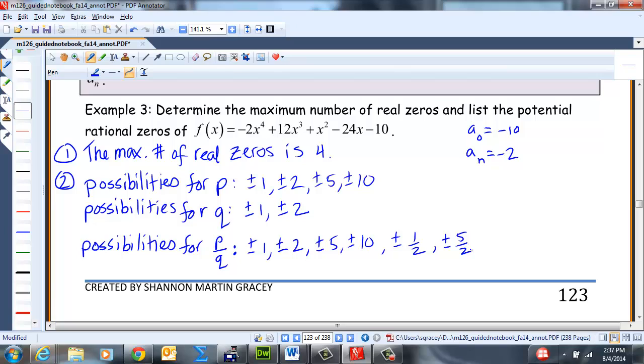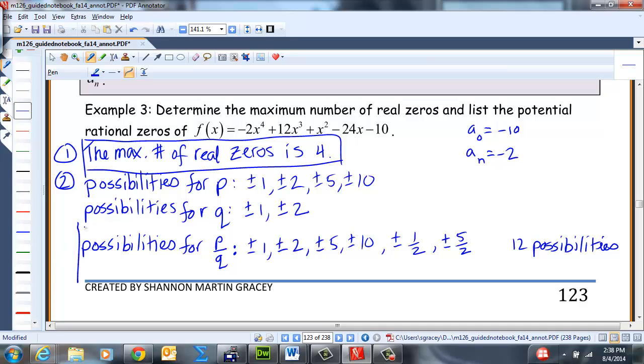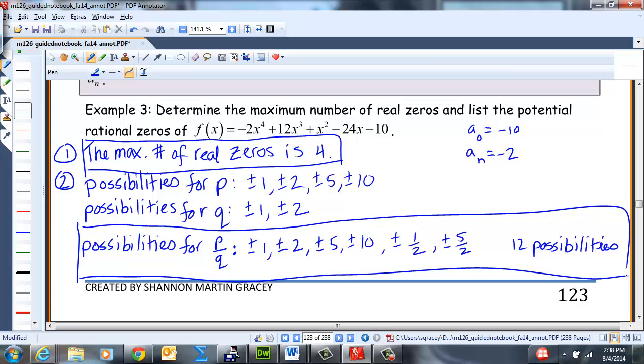Okay? So the number of potential rational zeros of this function, we end up with 2, 4, 6, 8, 10, 12 possibilities. And they won't all work because the maximum number of real zeros is 4. So this was part of the answer right here, and then this was the other part of the answer. Okay?